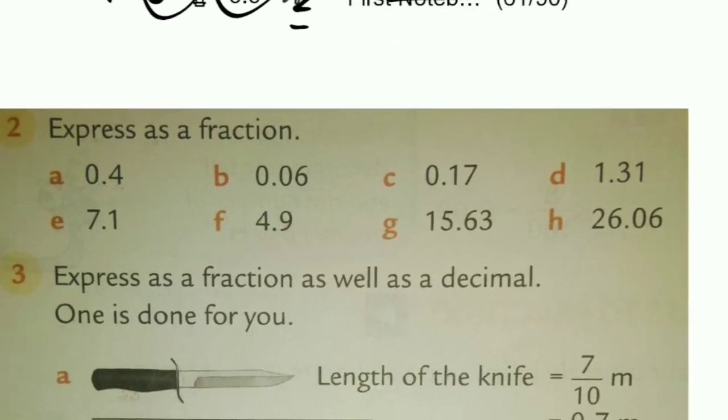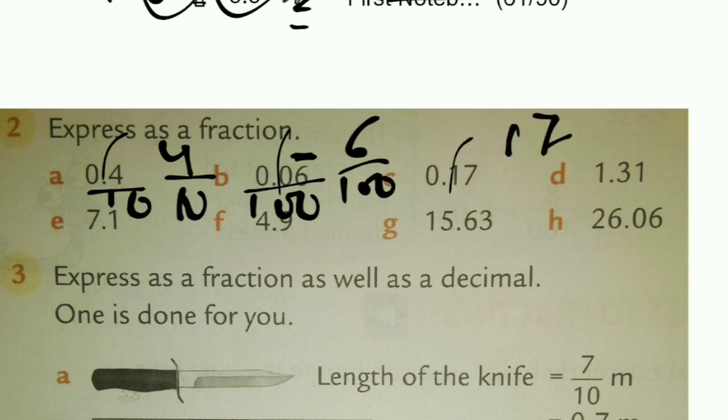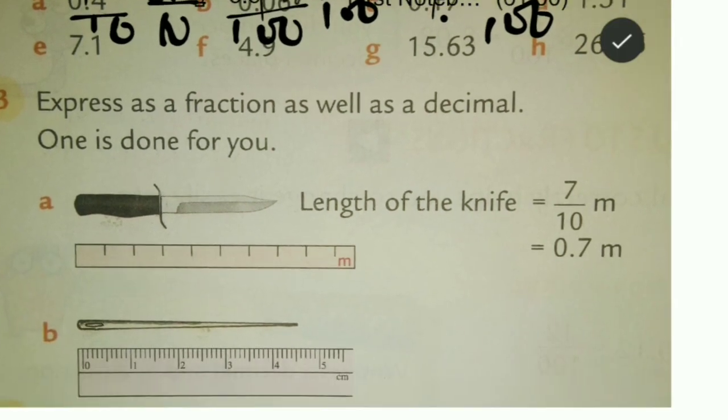Now question number 2, express as a fraction. See, remove the decimal, it means 10 will come. So 4 upon 10. Remove the decimal, 100 will come. Why? Because two numbers are there. 6 upon 100. Remove the decimal, 17 upon 100. Why? Because two numbers are there. Like this we can do.